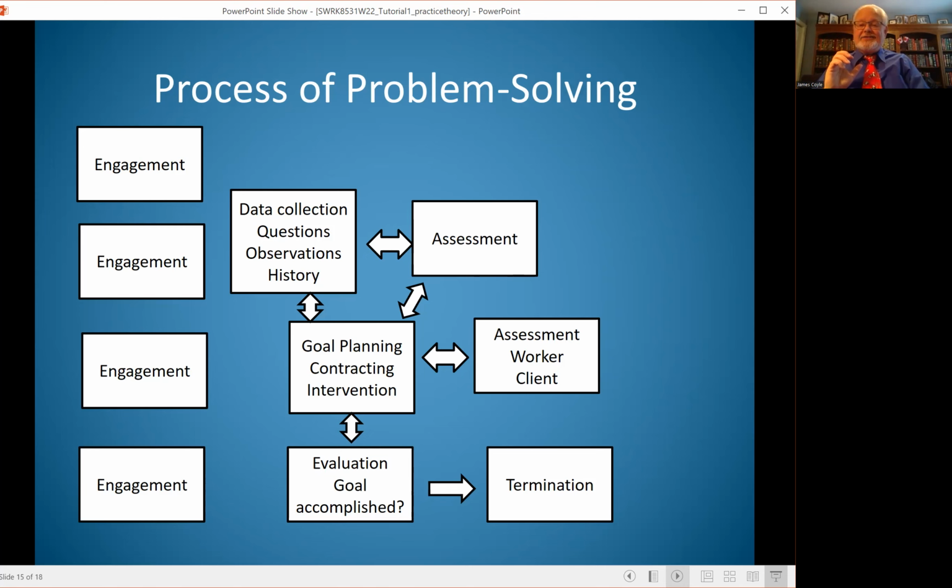While we're asking those questions, we have a parallel process of assessment that's happening. We are asking ourselves, what do we think is going on? What is the presenting problem about? What influences it? And as we assess that, that will suggest other questions that we want to ask. And so there's a double arrow there.